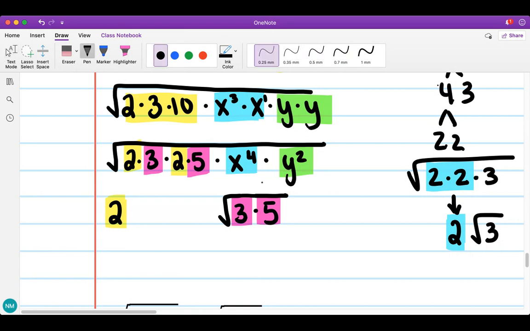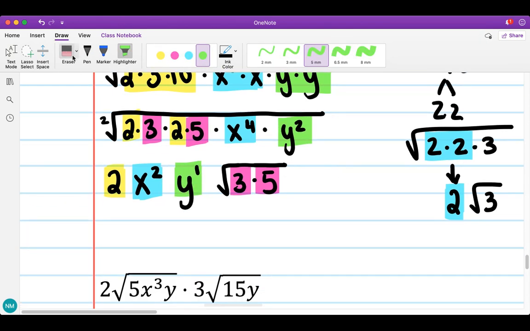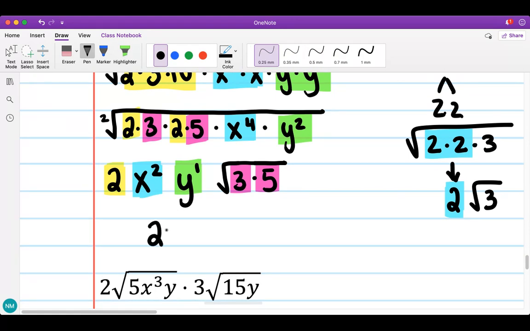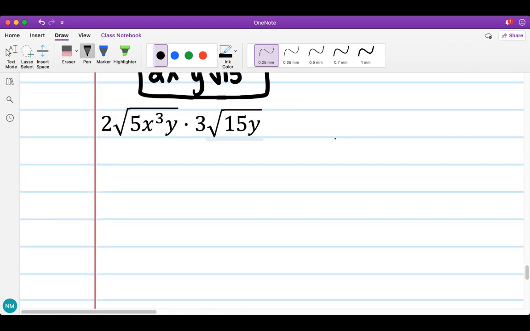And then the square root of x to the 4th, again, this is a 2 here. 4 divided by 2 is x squared. So that's where my x's went. It came out. And then the square root of y squared is just y to the 1st, which is where my y's went. So my final answer is going to be 2x squared y times the square root of 3 times 5, which is 15. Final answer. Let's try one more, which looks a little different.